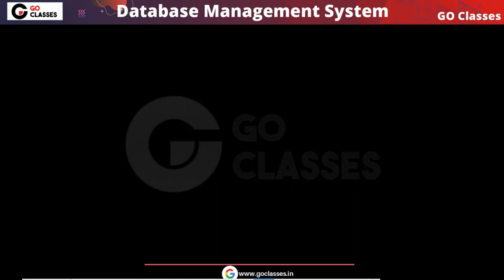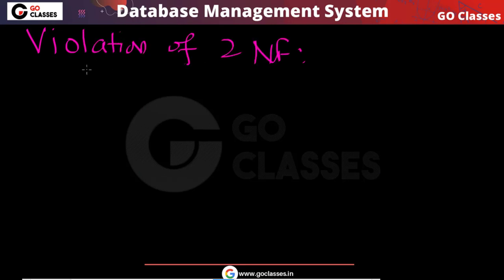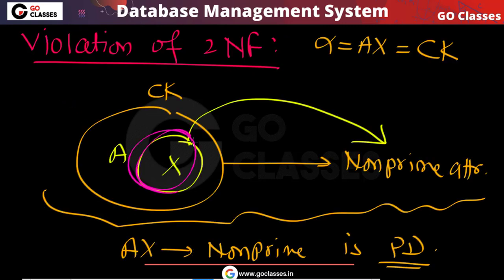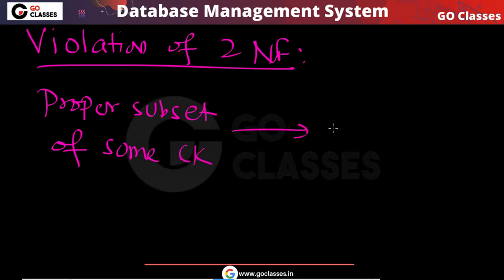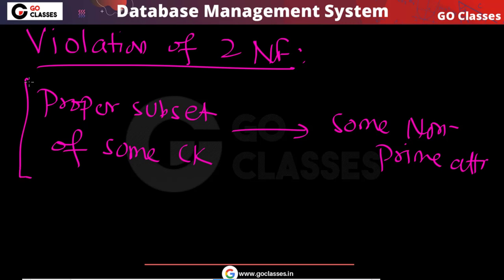Remember, this is important for checking: this is the only violation of 2NF, that a proper subset of a candidate key determines a non-prime attribute. So finally, I can say: a proper subset of some candidate key determines some non-prime attribute. Remember, this is the violation of 2NF.